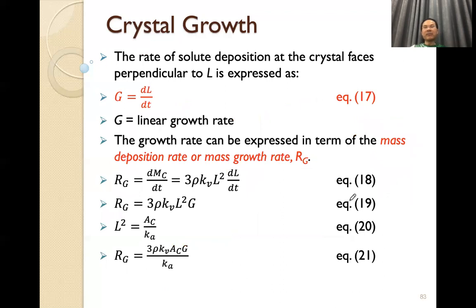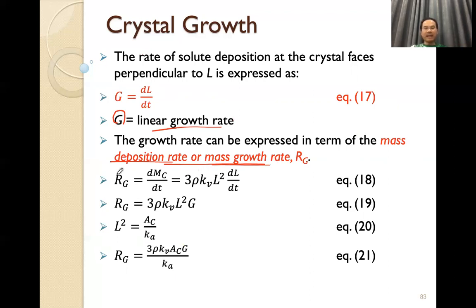Mostly we can express the crystal growth in terms of G. G is the growth rate, or linear growth rate, which is the change of the size of the crystal with respect to time. And also we can express the growth rate in terms of mass deposition rate, or mass growth rate. Mass deposition means the amount of mass that accumulates or attaches to the crystal surface.